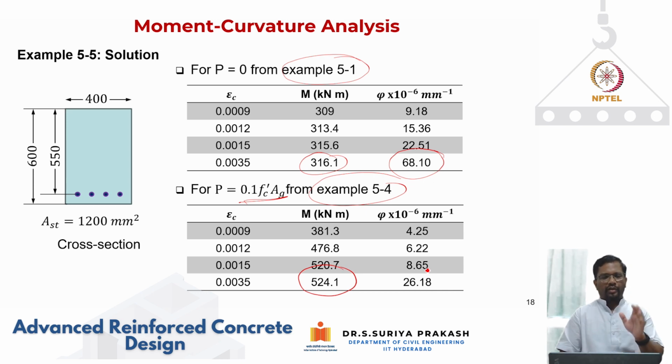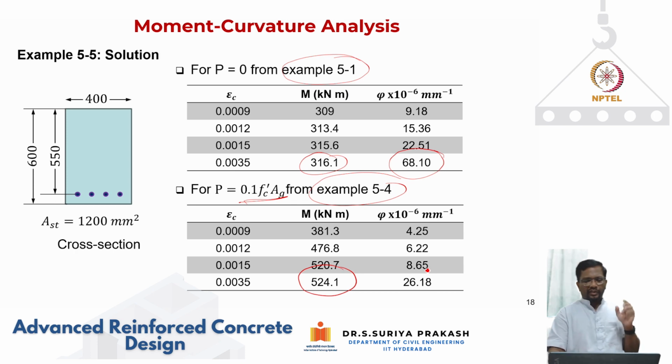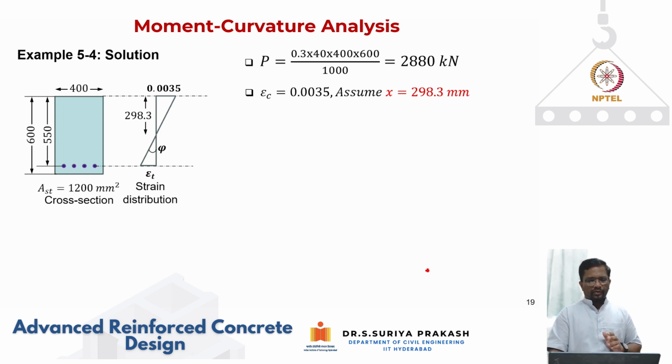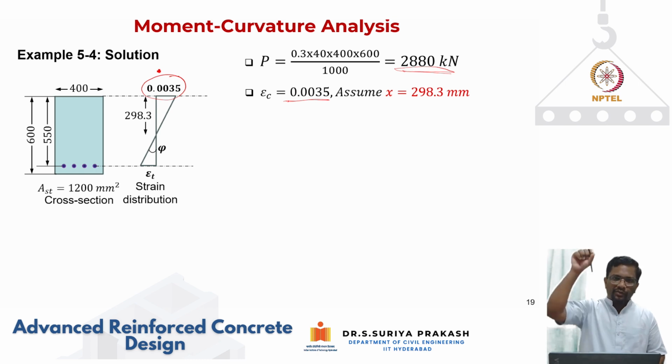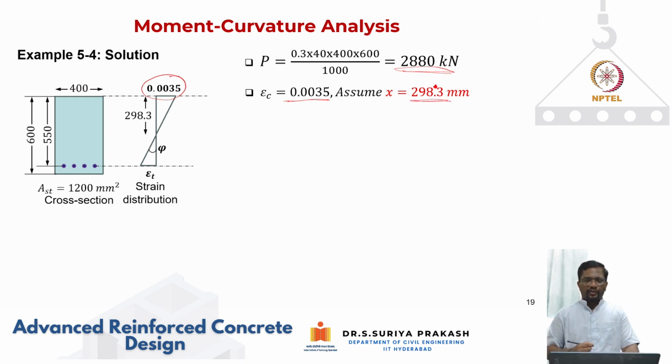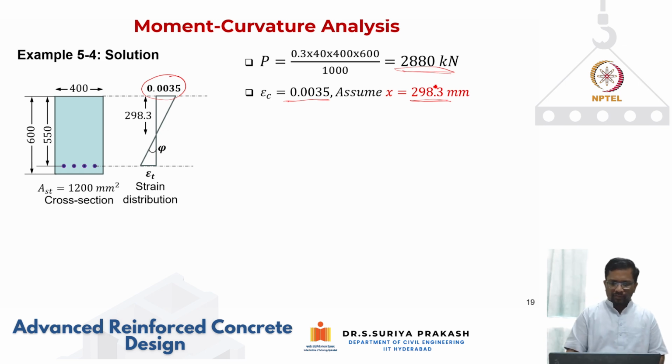Now let us see what happens when your axial compression is increased from 10% of concrete capacity in compression to 30%. So in this case, I am putting P equal to 2880 kilonewton. Now I am showing only one value of top fiber strain of 0.0035, that is your ultimate strain for concrete in compression. And I have done the iteration and got my x value as 298.3 millimeter.